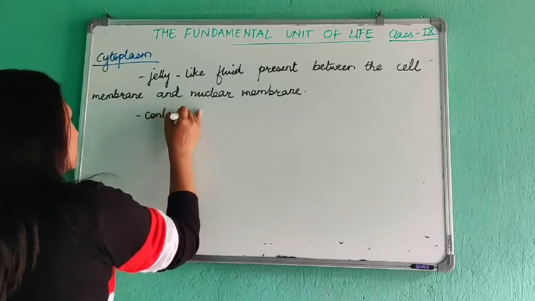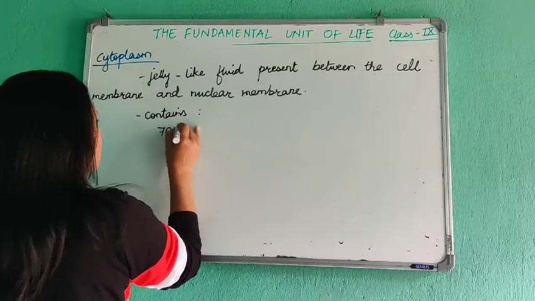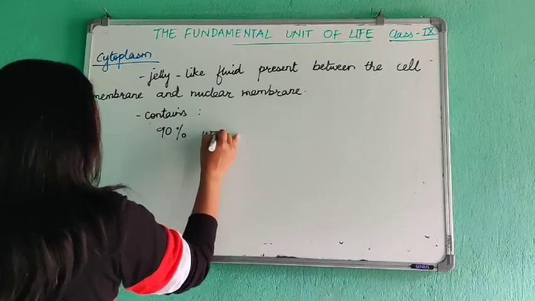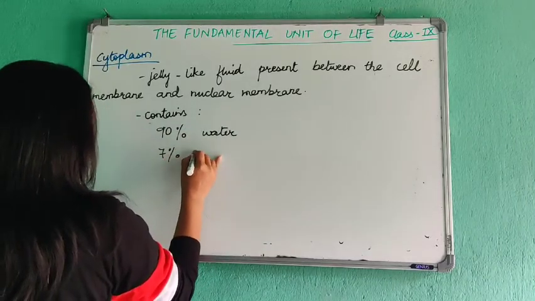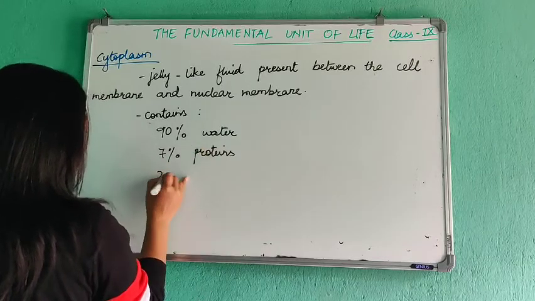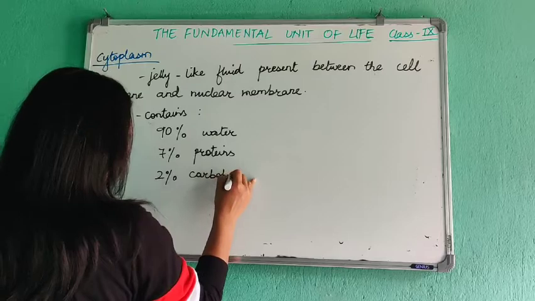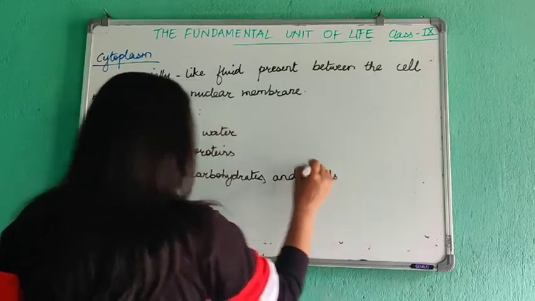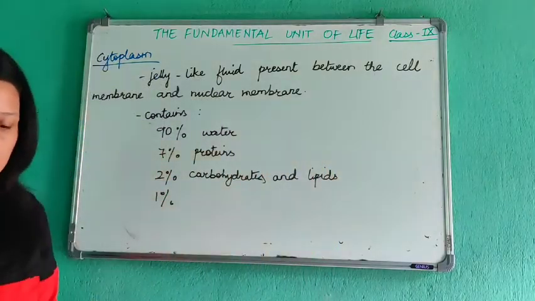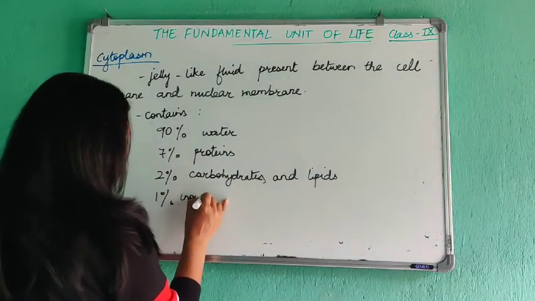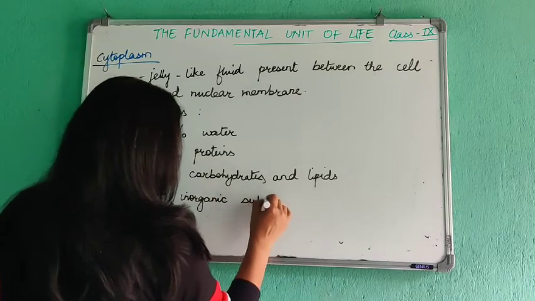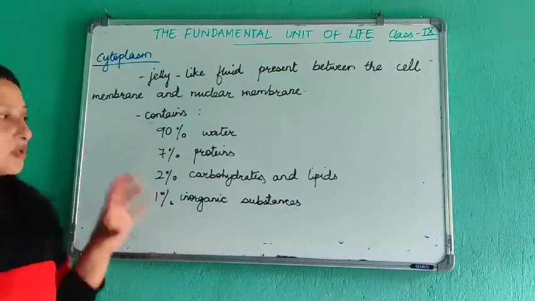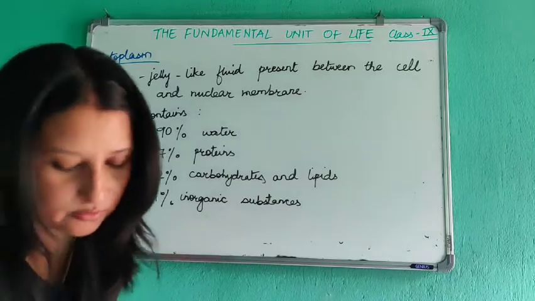साइटोप्लाज्ममा के हुँदो रहेछ भन्दा, it contains 90% water, 7% proteins, 2% carbohydrates and lipids, and 1% inside the cytoplasm is inorganic substances. Inorganic substances भन्नाले carbon dioxide, water, minerals, vitamins, acids, bases, salts, यो सबै inorganic substances मा आउँछ.